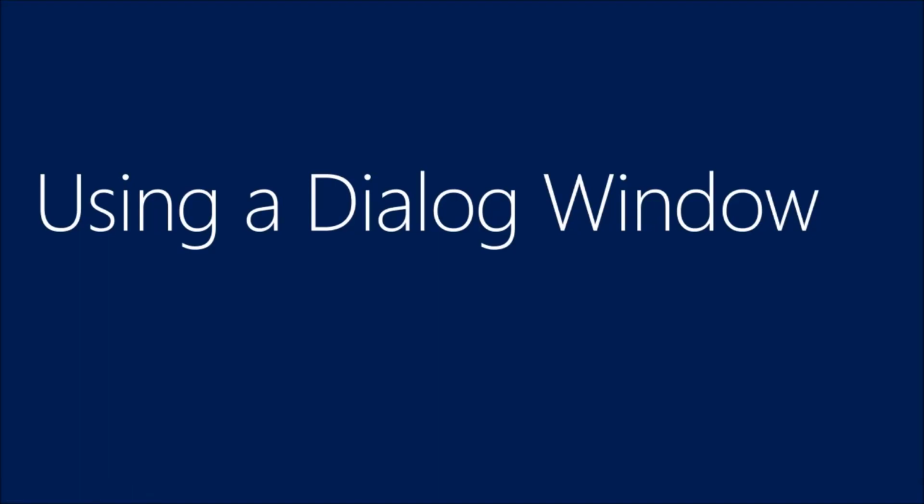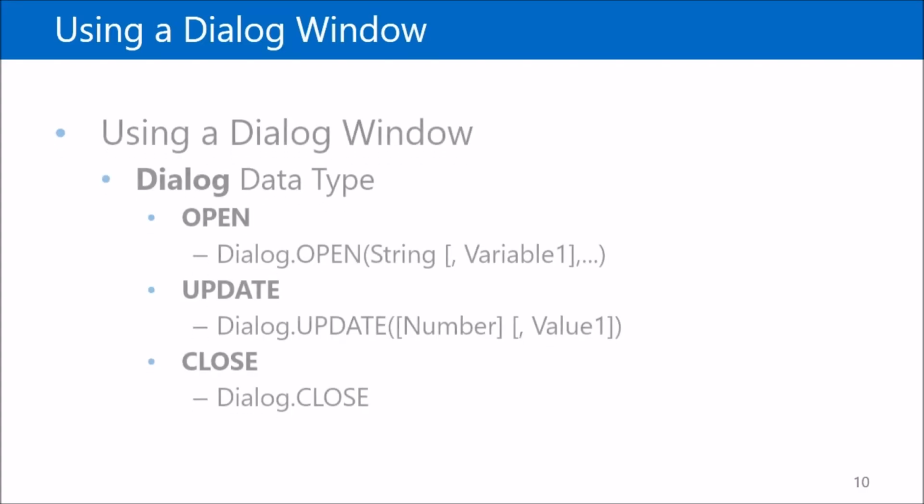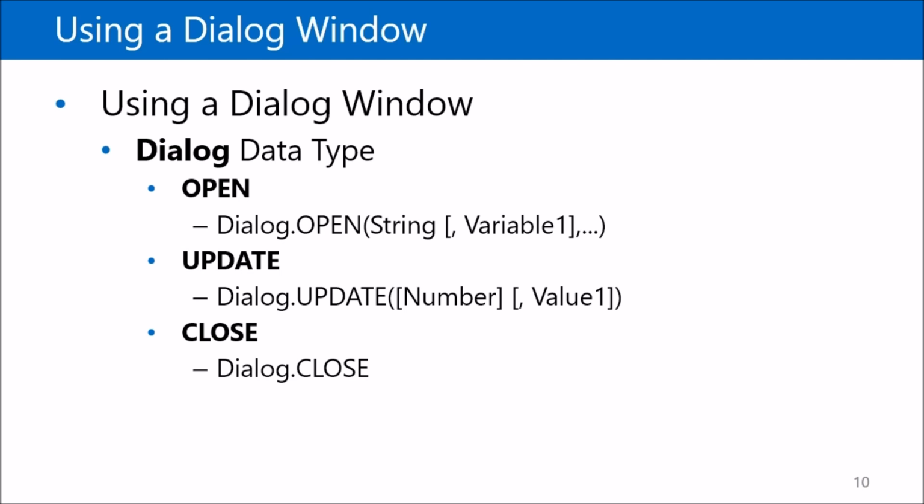Using a dialog window. Sometimes you would like to inform a user that a certain task can take some time, and in that case you can provide them with a dialog window in which we can use three functions: open, update and close. So to create a dialog window we need a variable of data type dialog, and then we can use these three functions.